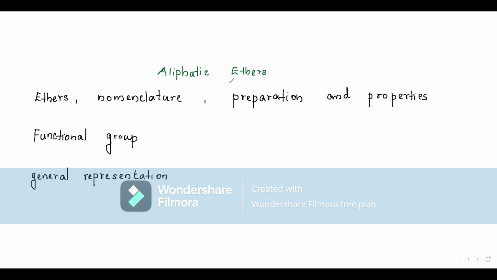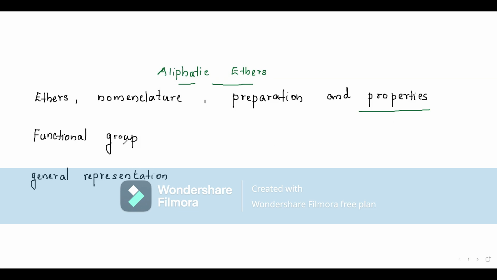Today we are discussing aliphatic ethers. This is a part of the chapter Alcohol, Phenol, Ether for Class 12 ISC chemistry. In this episode, we are mainly learning what ethers are, how to name the ethers, preparation of ethers, and some of the chemical properties of ether.